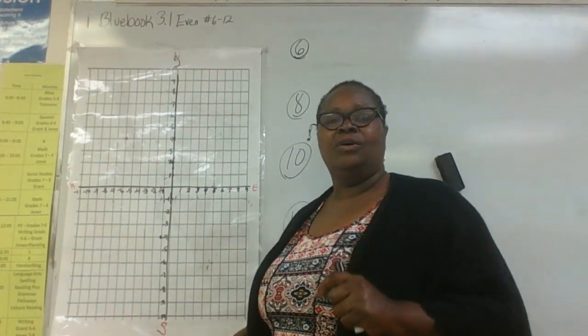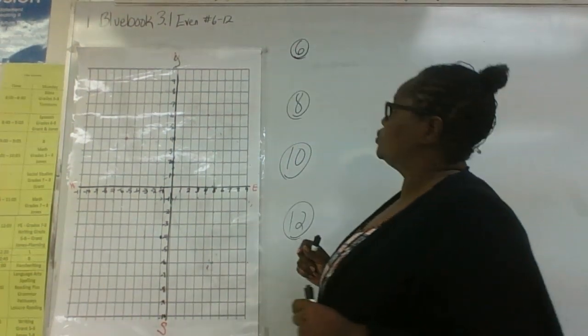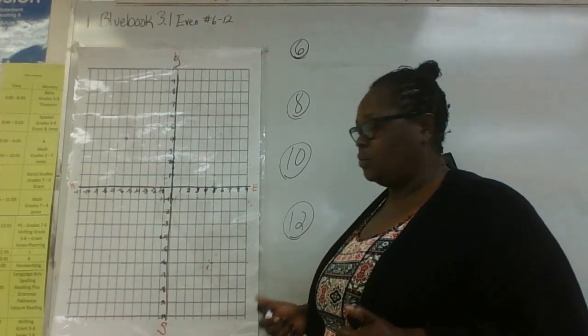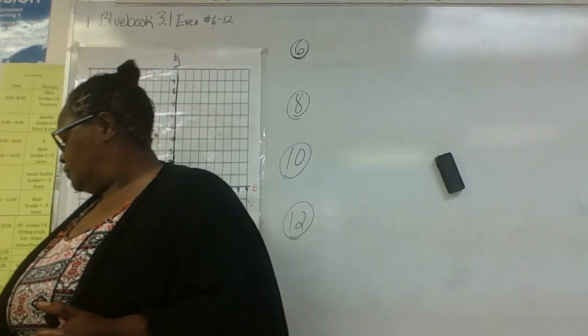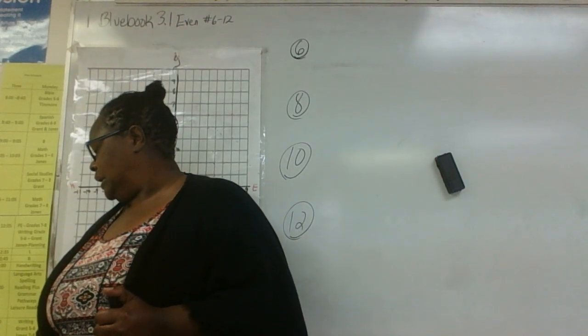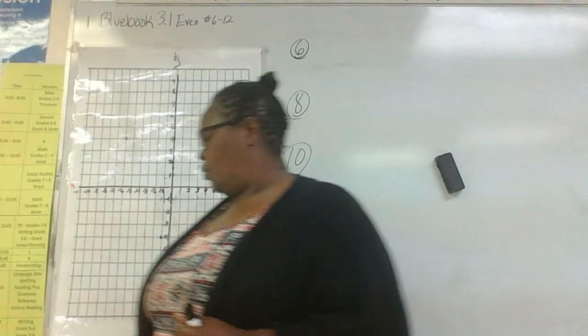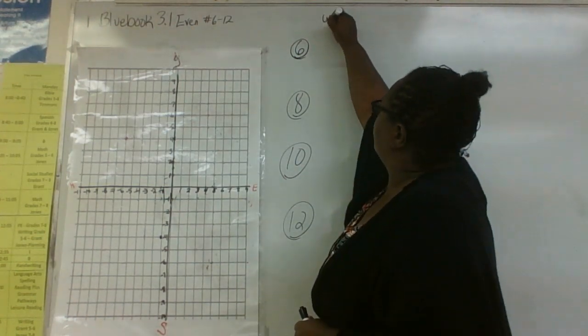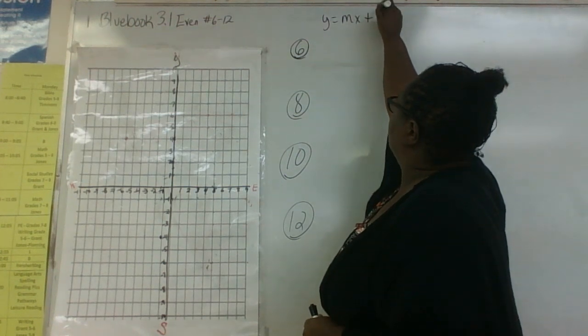Okay. Hi. We have 4 short questions for section Blue 3.1. Let's start with number 6. It asks us to write an equation of the line in slope-intercept form. First we must remember that the slope-intercept form is mx plus b.